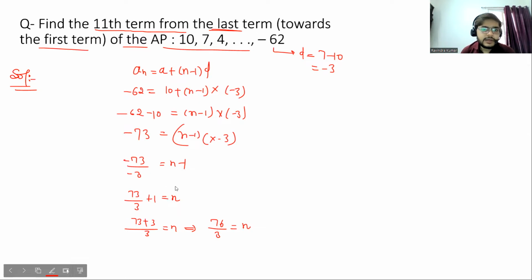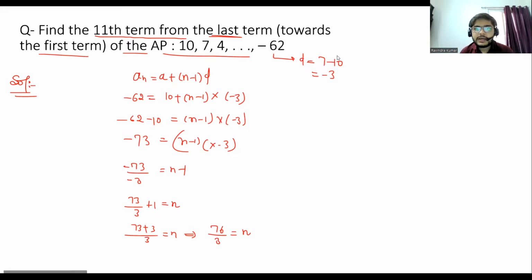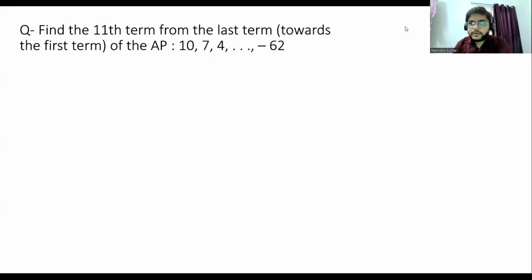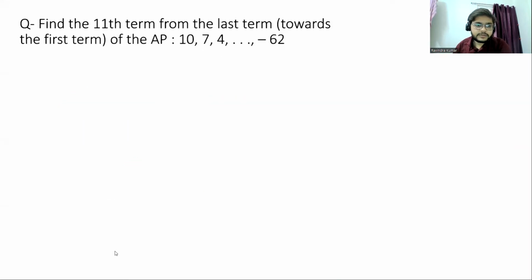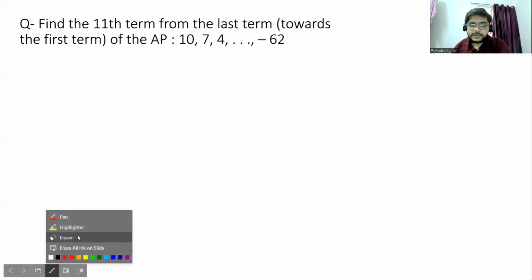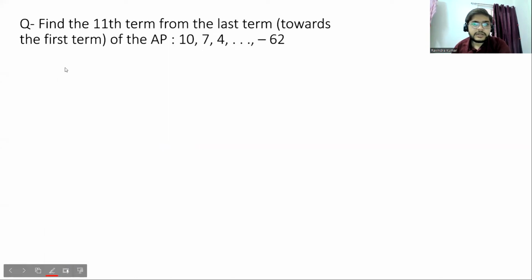So here we did okay, we did correct here. Okay. So we have done a minor mistake in the previous solution. 62 plus 10 is 72, not 73. So that's why our answer is not coming the right way. So let's solve it again.